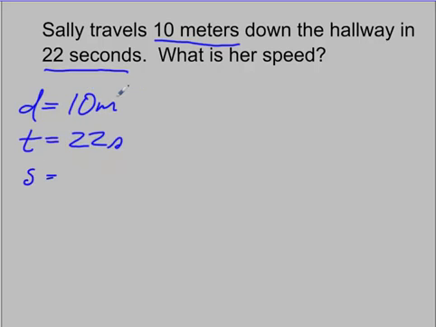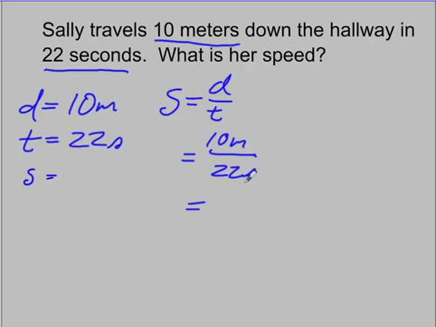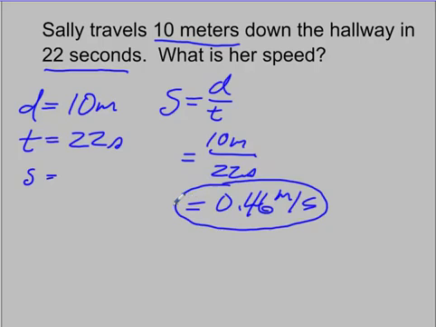So what formula? I put my givens. The givens tell me I have distance, I have time, I'm trying to find speed. So what formula fits those three variables? Speed is equal to distance divided by time. Now it's just a matter of plugging in my numbers. My distance is 10 meters. My time is 22 seconds. And 10 divided by 22 is 0.454545. I'm going to round off to 2 decimal places whenever possible. My units tell me it's meters per second. So my speed for this problem is 0.46 meters per second.